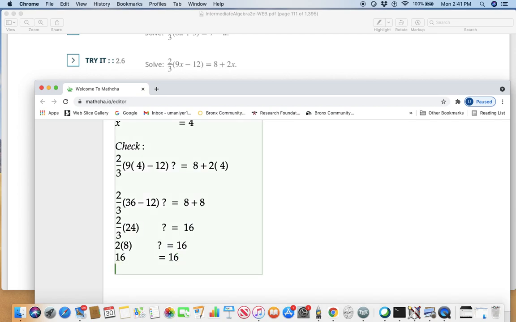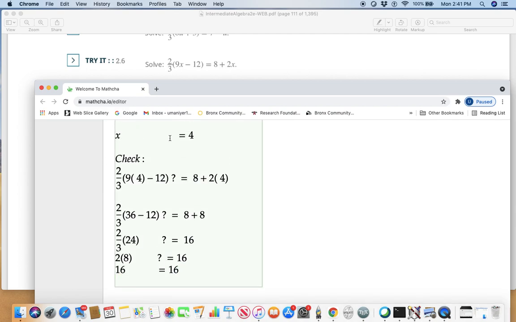Okay, so what is true? We have checked that x equals 4 is the solution.